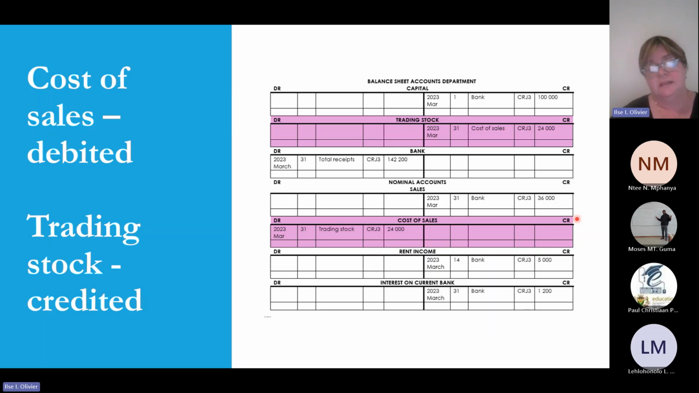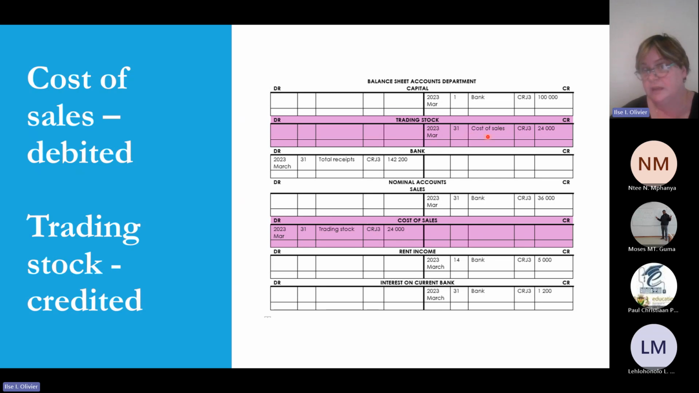So if we look at the rule, cost of sales is debited, trading stock is credited. Cost of sales is debited, March the 31st because it was a column, CRJ3, 24,000 rand. Why do we write trading stock here? Because that is the account that we take to the credit side.